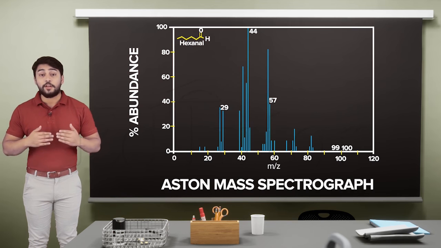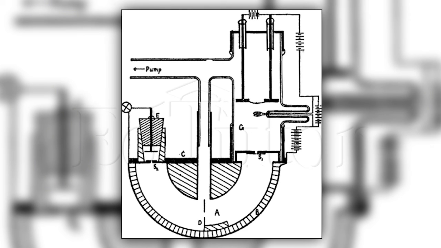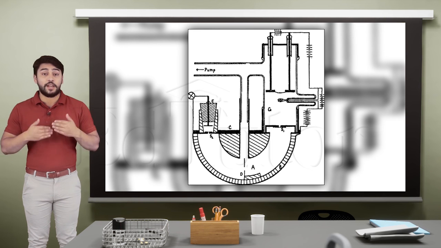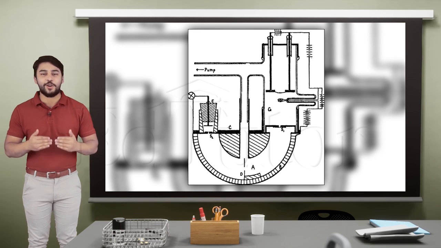Do you know, there was another instrument designed like the mass spectrometer called Dempster's mass spectrometer. It was used for the identification of elements in their solid states.